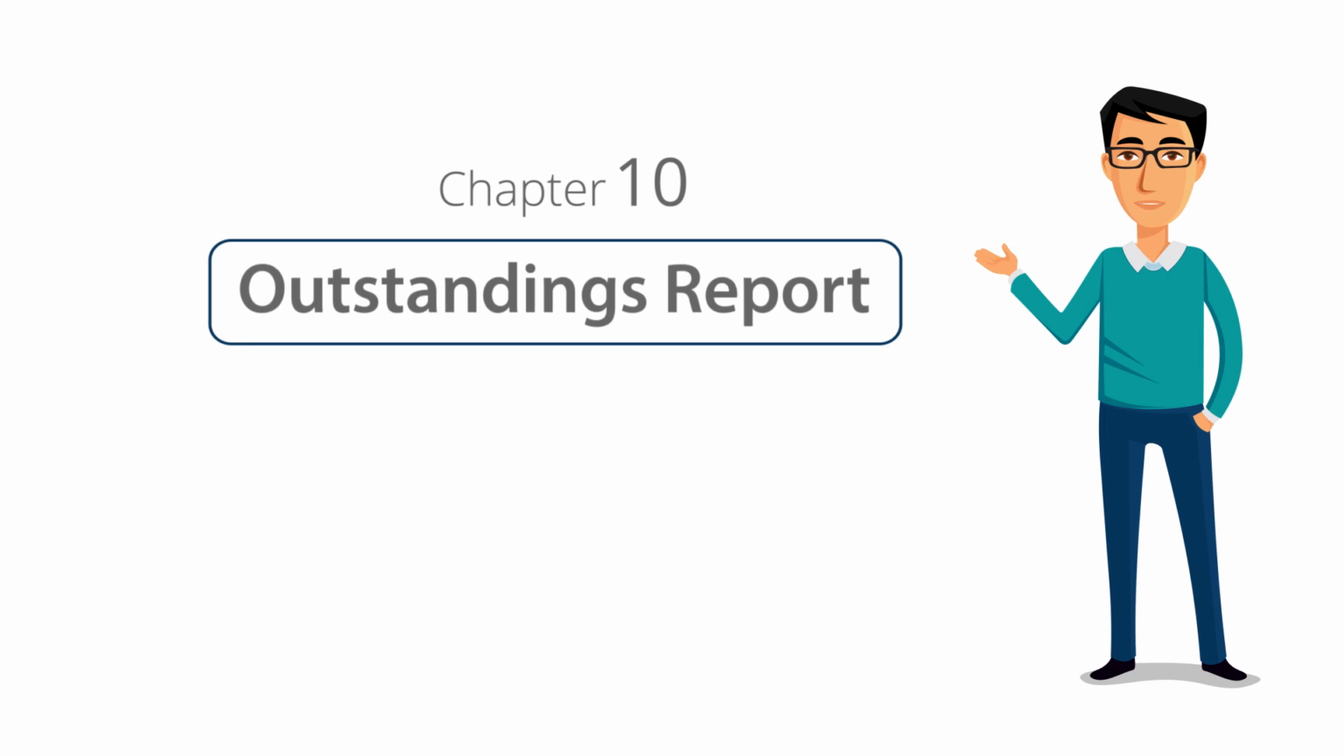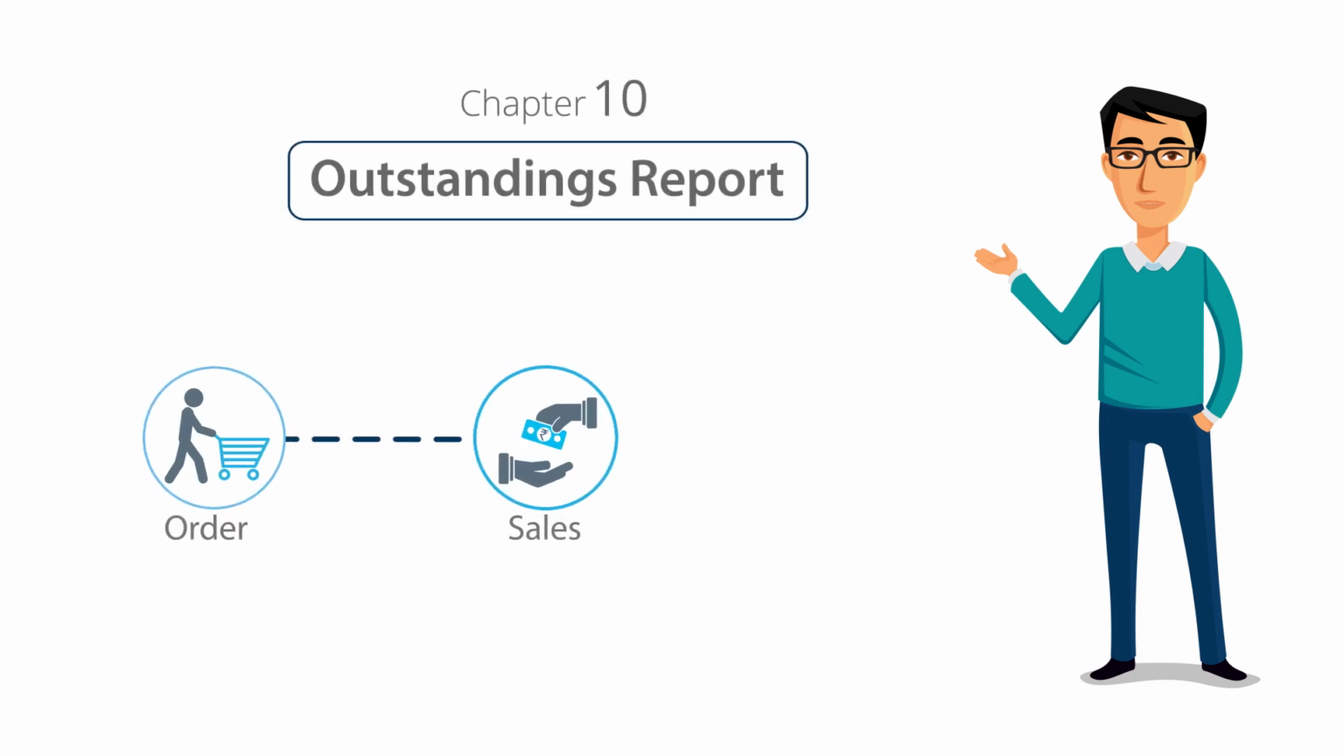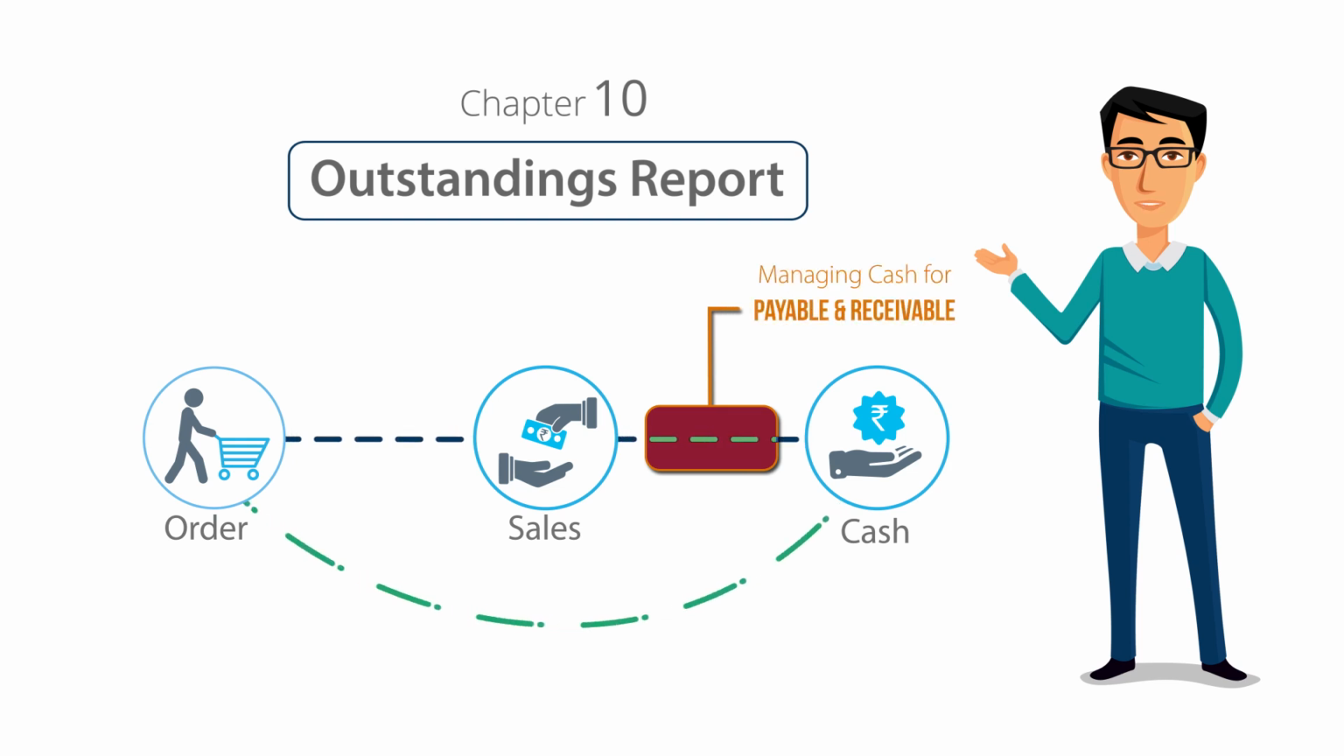In this session, you will learn about the Outstandings report in TallyERP 9. Successful closure of your order to sales is determined only when you convert your sales into cash. Till your sales are converted into cash, you need to manage how much you need to receive, from whom, and when. Similarly, the frequency of payables to your supplier. That's why it is critical to keep track of your bills outstandings reports.